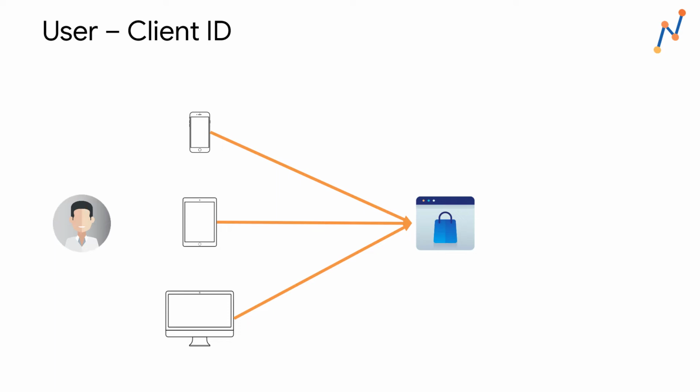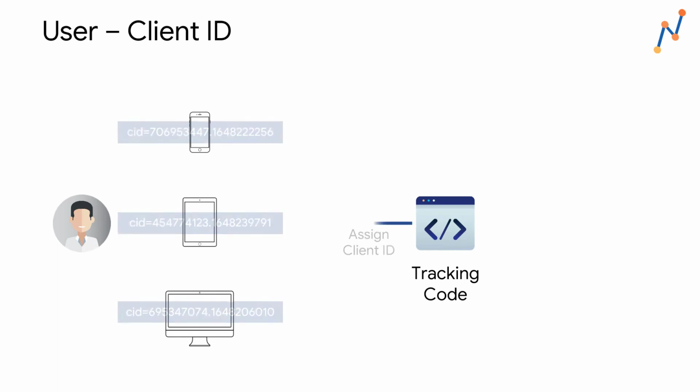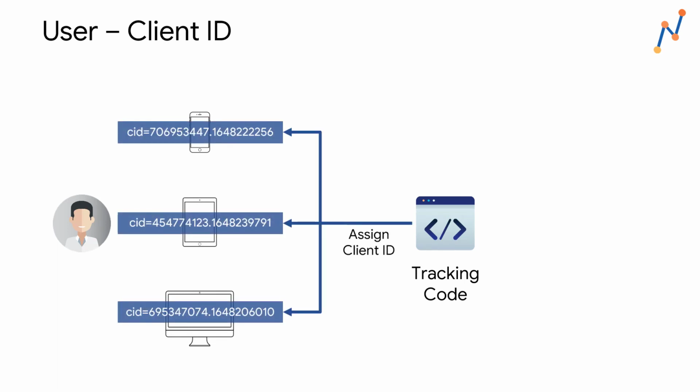So what happens each time the user visits the website is that the integrated tracking code will assign the so-called client ID to each browser instance on each device.